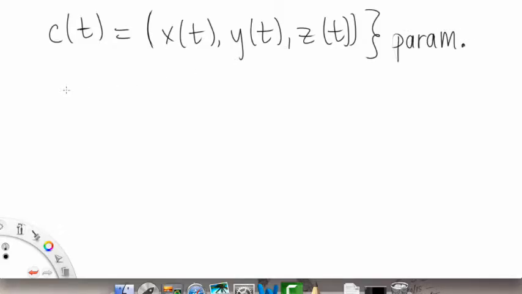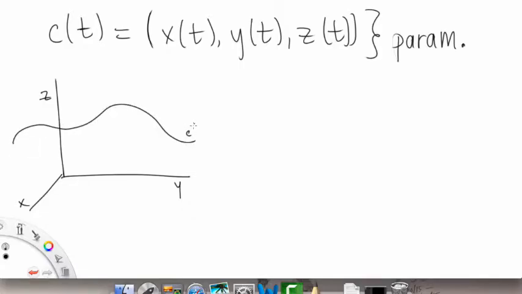But now what we're going to do is kind of turn it into a vector valued function. So this is what c of t is. C of t, for example, in 3 dimensions. Here's our x, y, and z. Let's say c of t looks like this. It's kind of just floating out there in space, okay? So that's c of t.